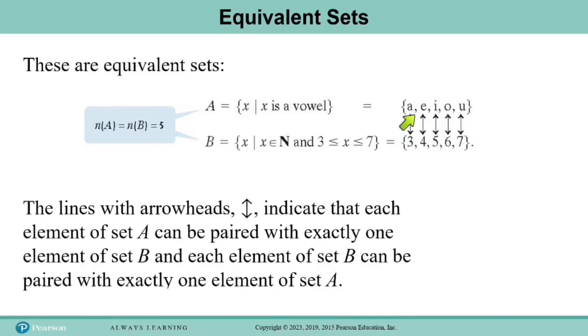And notice that we can match up each element of set A with an element of set B. So the arrowheads indicate that each element of set A can be paired with exactly one element of set B and the other way around. So they're an exact match. That means their cardinality is the same. That means they are equivalent. It does not mean that they have the same elements. You can see that the elements are different. So they're not the same set, but they have the same number of elements, so they are equivalent.